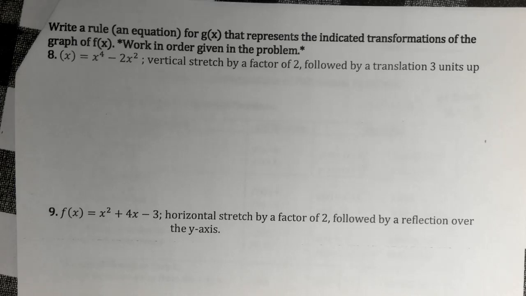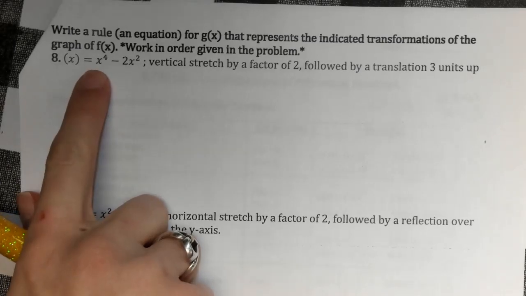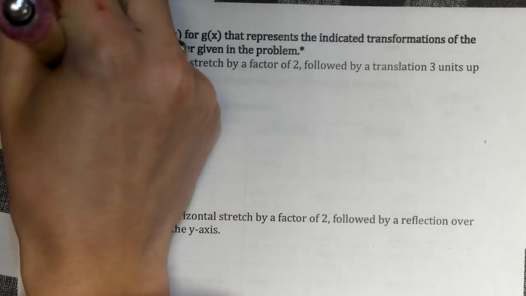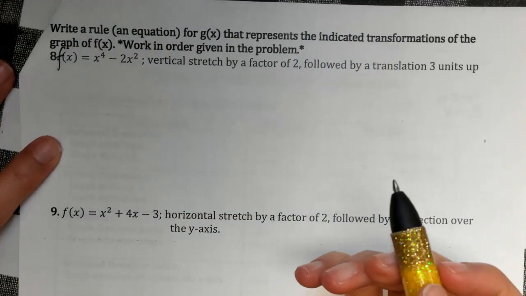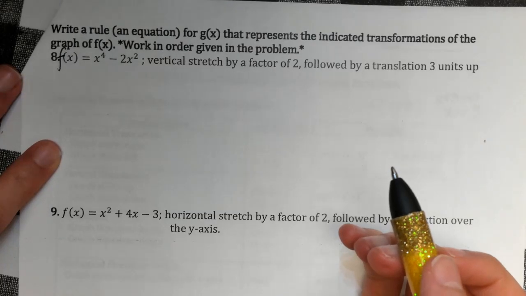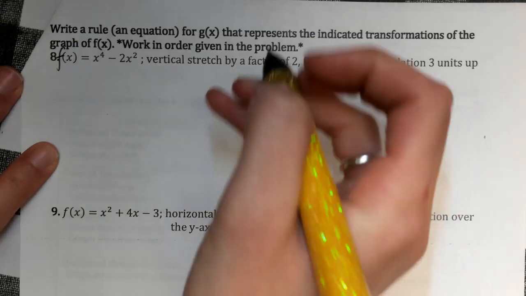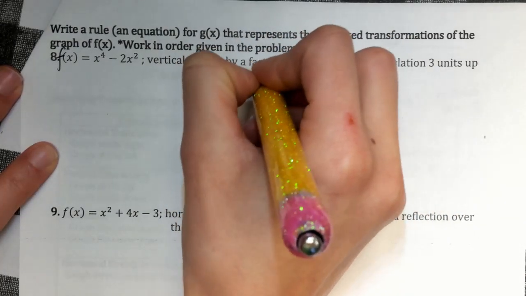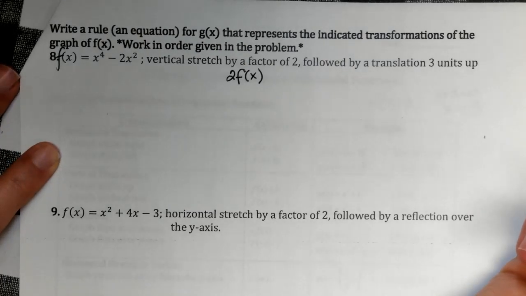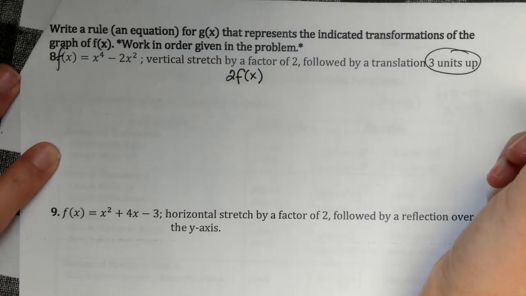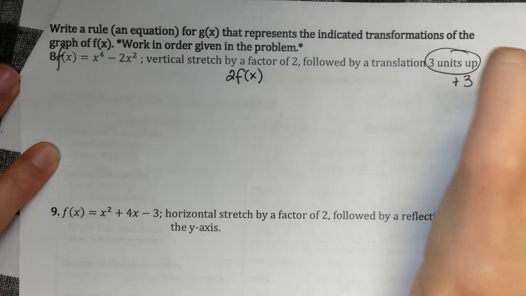All right, now we're going to write a rule or an equation for g of x that represents the indicated transformations of the graph. So now I'm giving it to you in words. I'm giving you the transformation, and we're going to have to figure out how to manipulate this equation, this function. F of x is equal to x to the fourth minus 2x squared. So we are going to stretch it vertically by a factor of 2. So that is 2f of x. And then once you do that, you're going to do 3 units up. So that's your plus 3.